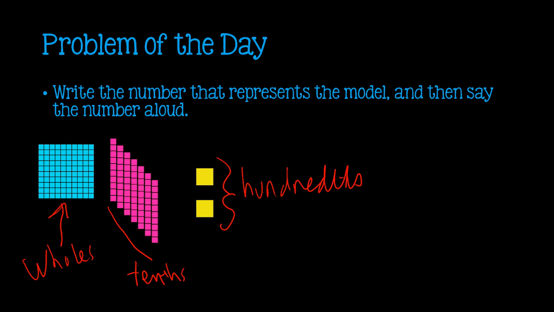So if I were to write this number out, it would be 1 and 82 hundredths. Remember that there would be a decimal here, and that is the word and.